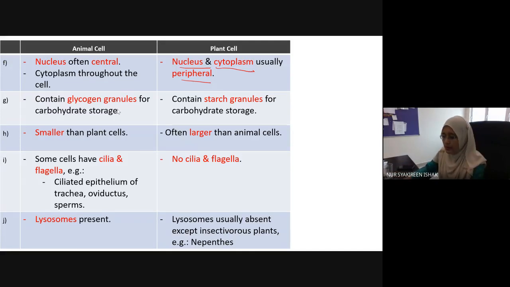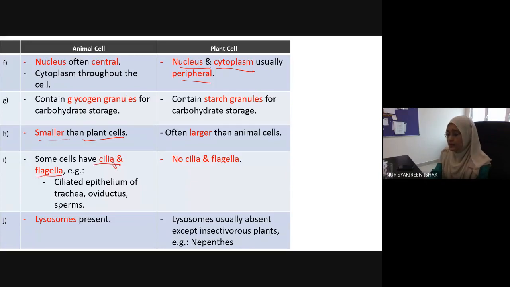And then within the animal cell, you have glycogen granules to store glycogen. For plant cells, they have starch granules to store starch. And then for animal cells, the size is smaller compared to plant cell. Plant cell have larger size compared to animal cell. And then for animal cell, they have cilia and flagella.